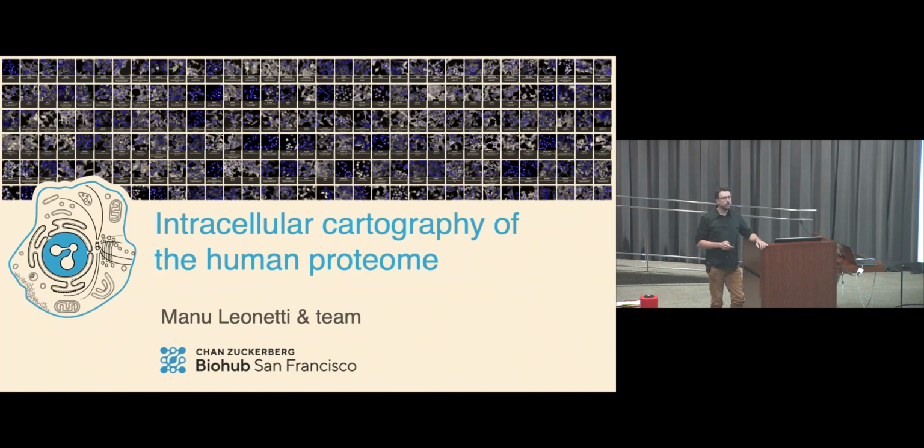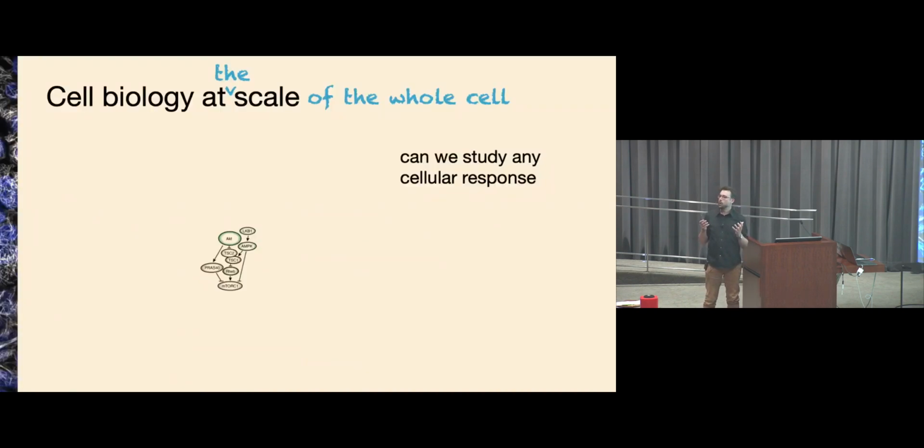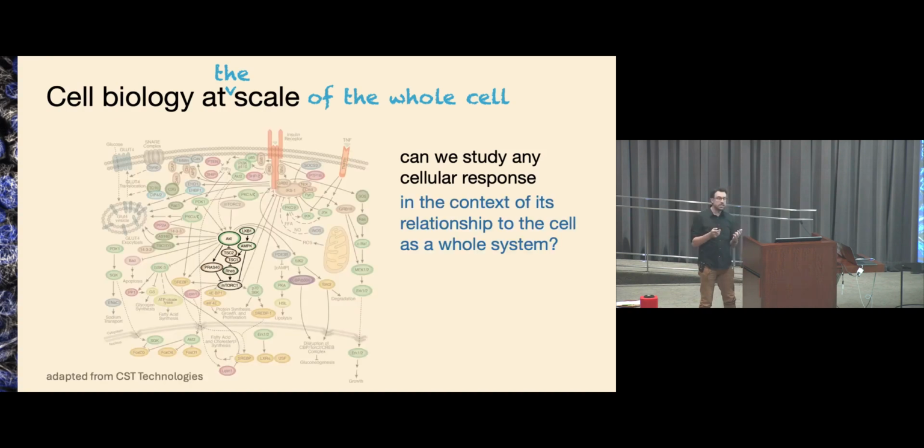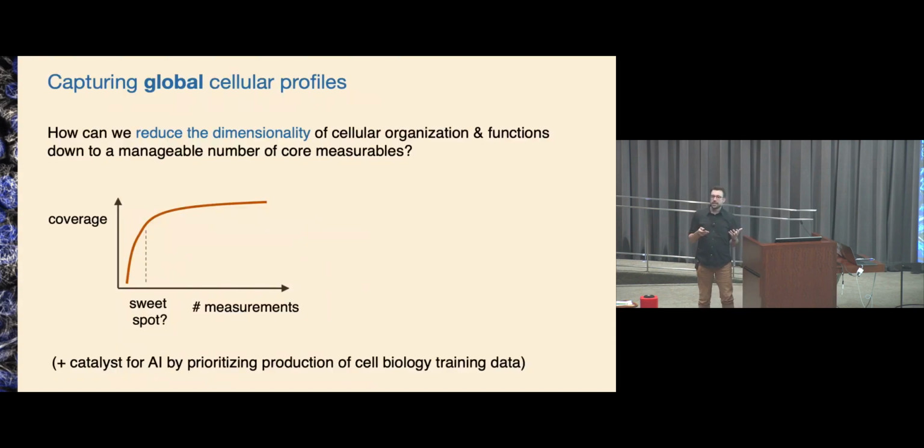But at a high level, what we're trying to achieve is what I'm calling cell biology at the scale of the whole cell. In other words, how could we study any cellular response, for example, the activity of one of our favorite signaling pathways, but in the context of the cell as an entire integrated system? Can we study the correlation of that response with different parts of the cell, and so forth? Of course, this is a very complex problem. As Aviv alluded to yesterday, the cell is so complex that we cannot measure every single thing that we would love to.